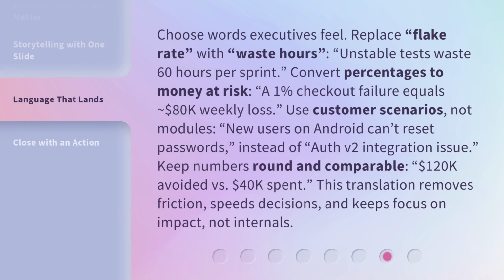Choose words executives feel. Replace flake rate with waste hours. Unstable tests waste 60 hours per sprint. Convert percentages to money at risk. A 1% checkout failure equals $80K weekly loss. Use customer scenarios, not modules. New users on Android can't reset passwords, instead of Auth v2 integration issue.